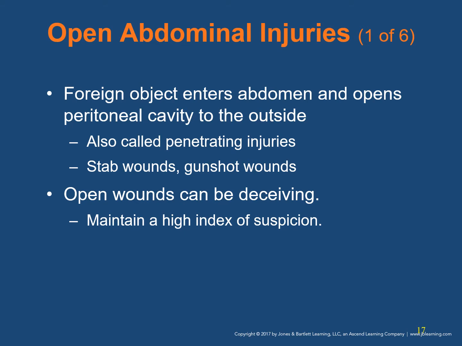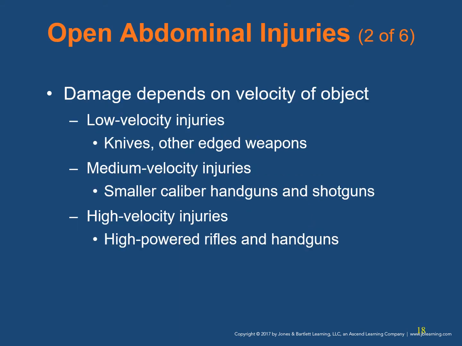Open abdominal injuries. Injuries in which a foreign object enters the abdomen and opens the peritoneal cavity to the outside, also called penetrating injuries. Stab wounds and gunshot wounds are examples. Open wounds can be deceiving, therefore you should maintain a high index of suspicion for unseen injuries, internal damage to organs, and possible life-threatening injuries.